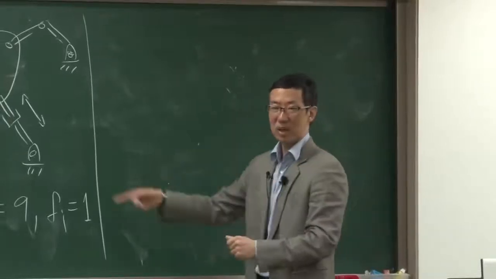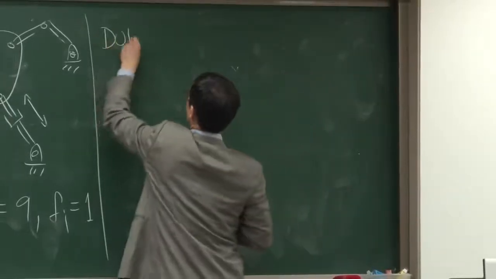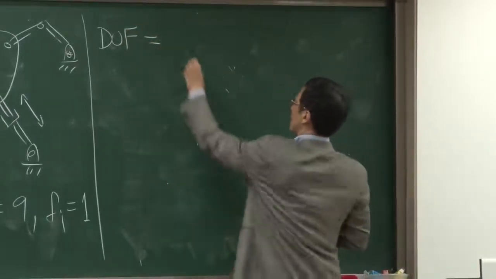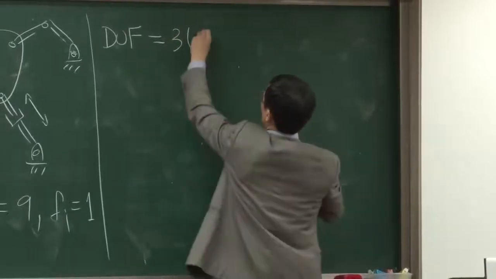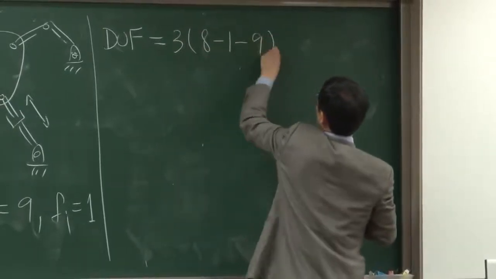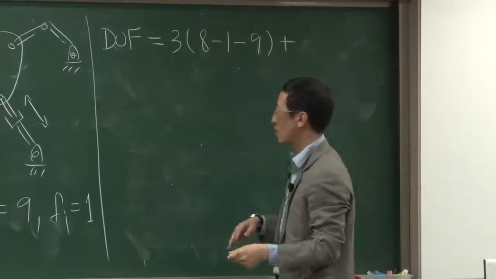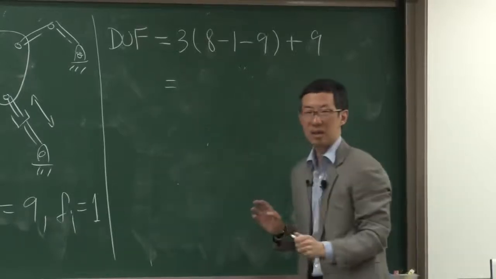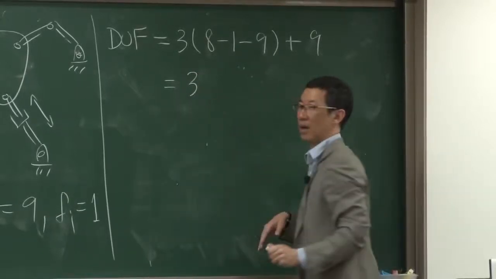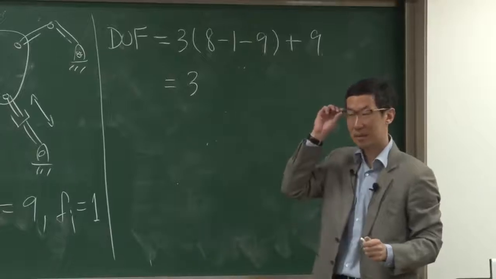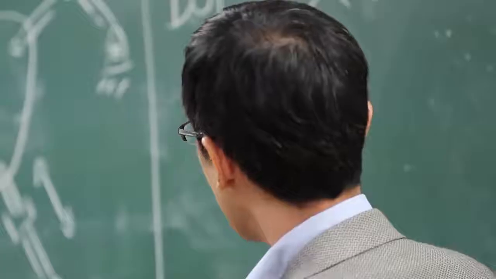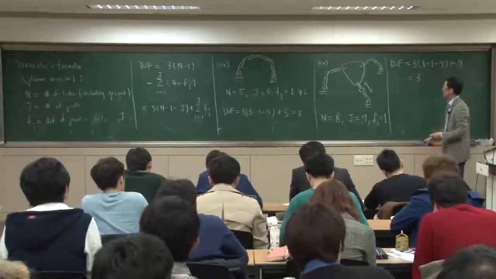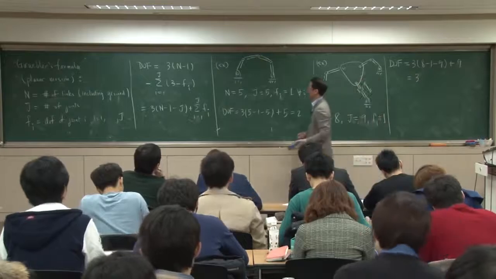Okay, so let's plug it in. It's 3 times n minus 1 minus j plus total degrees of freedom. So 9 1 degree of freedom joints plus 9. So this equals 3. Okay, so 3 degrees of freedom. That means I can control 3 joints independently.